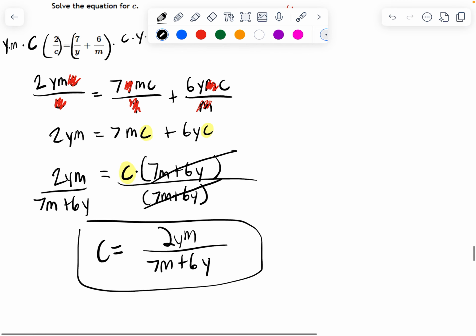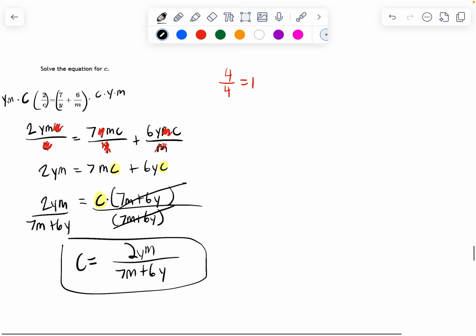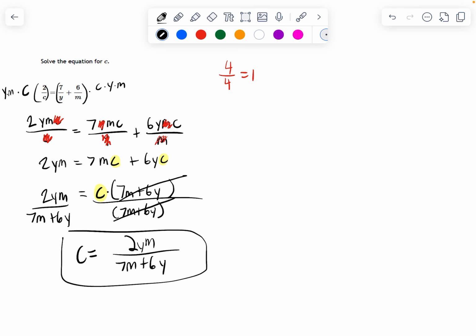All right, so that would be kind of my steps there. If you have fractions, get rid of the fractions. More than one variable, get them all to one side, GCF it out, and then divide by whatever you don't want there attached to the C. All right, there you go. There is how you would solve an equation like that.